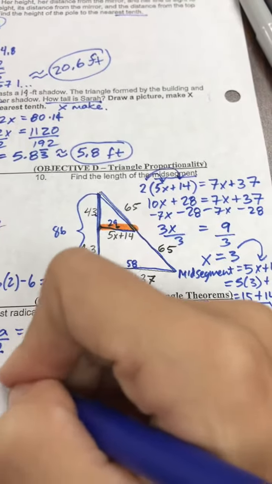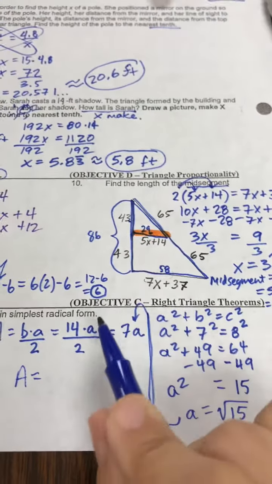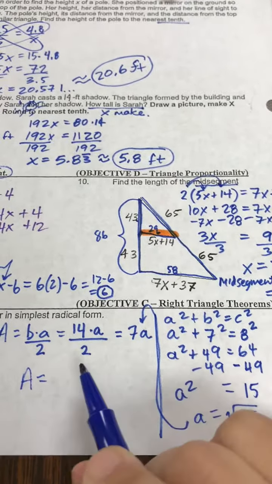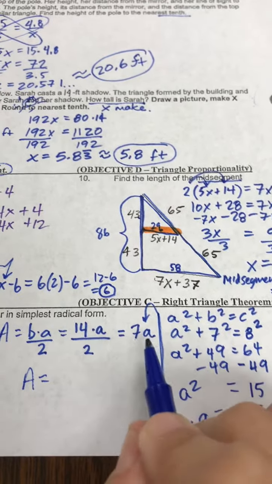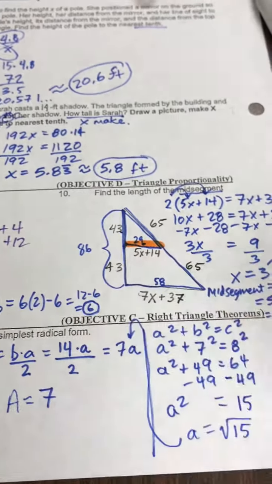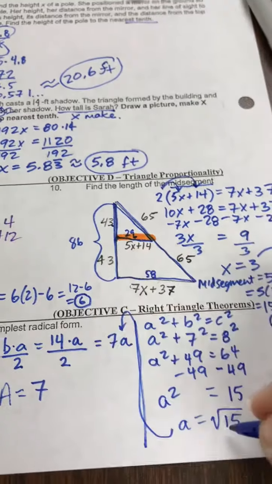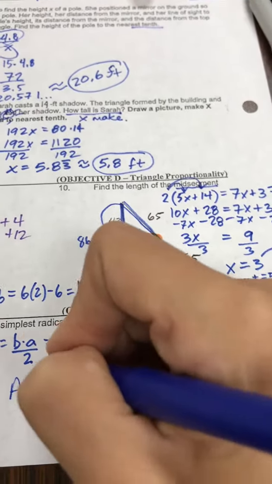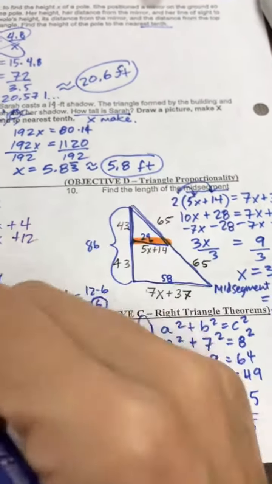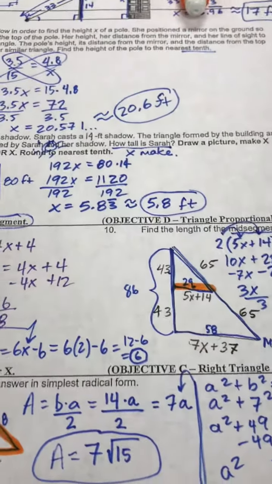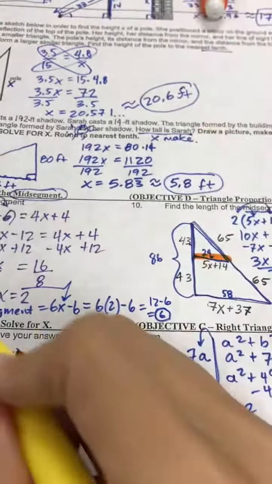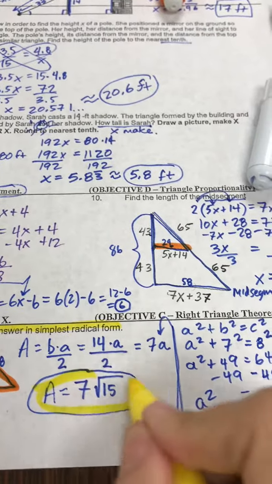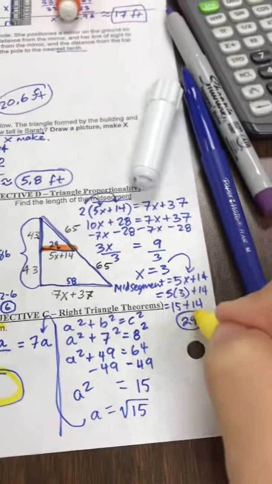I now know that the area of this triangle would just be 14 times the square root of 15 divided by 2. And when I take 14 divided by 2, I get 7. So the area of the triangle is 7 times a. And instead of the letter a, I'm going to write the square root of 15. And you guessed it, they said leave your answer in simplest radical form. That's simplest radical form. So I'm just going to go back and highlight my answers here.